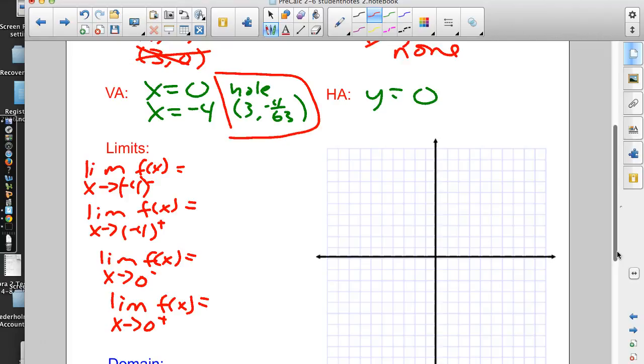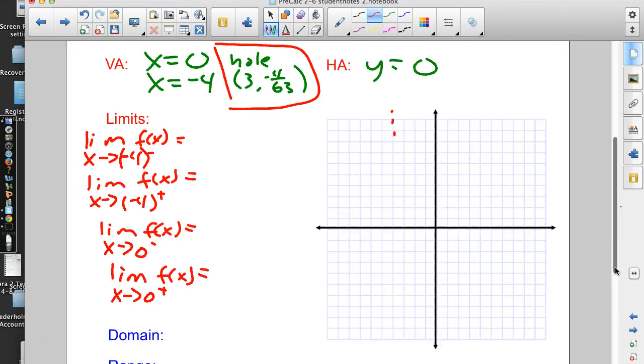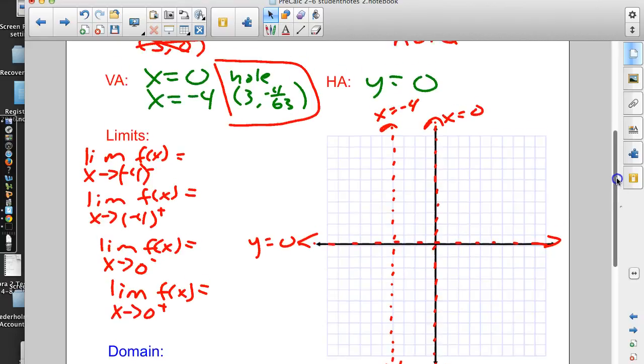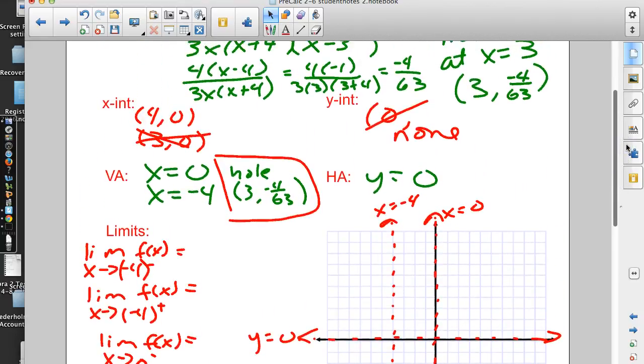Get all the good stuff we know on there. Well, we've got our asymptotes at -4 and 0 for vertical asymptotes, and horizontal at 0. Let's see. X-intercept at (4, 0).